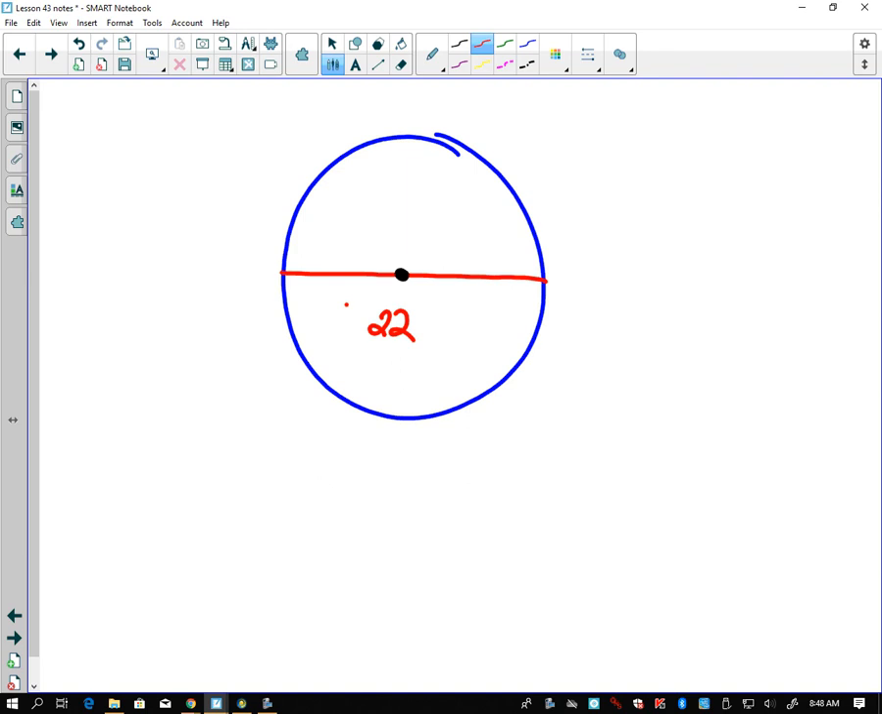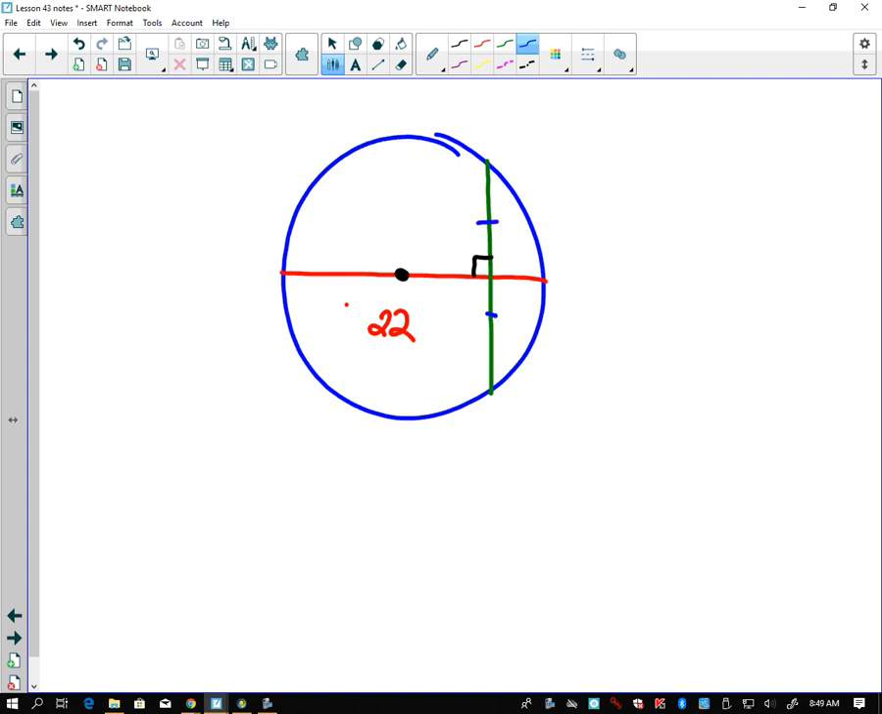Now I can put that chord anywhere I want, and because I can put it anywhere I want, I'm going to make it right here. Okay, because I can put it anywhere I want, right? What would you make the angle where those meet at? A right angle. What would that do to this chord over here?